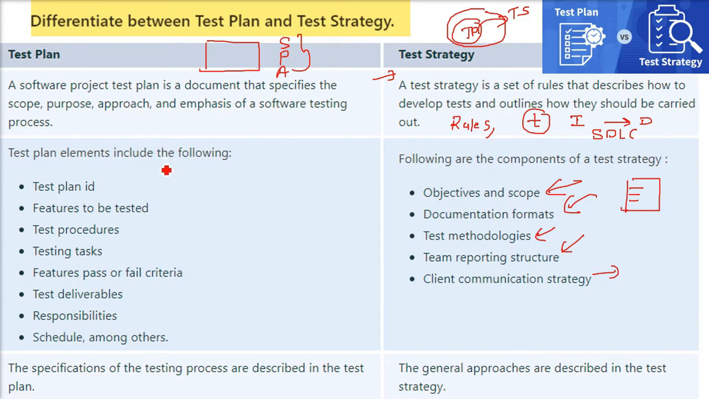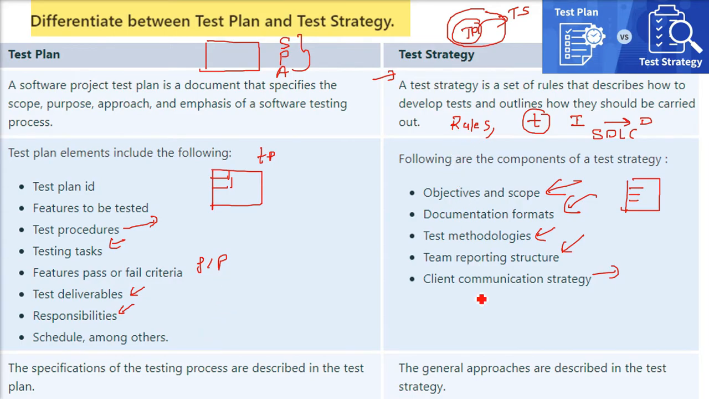In the test plan, we have a document or a series of documents where we have a test plan ID, because you are making a test case in test plan basically. So test plan ID, feature to be tested, the test procedures, the testing task, features, pass or fail criteria, the test deliverables, responsibilities, who will do what, the schedule, the timeline, etc.